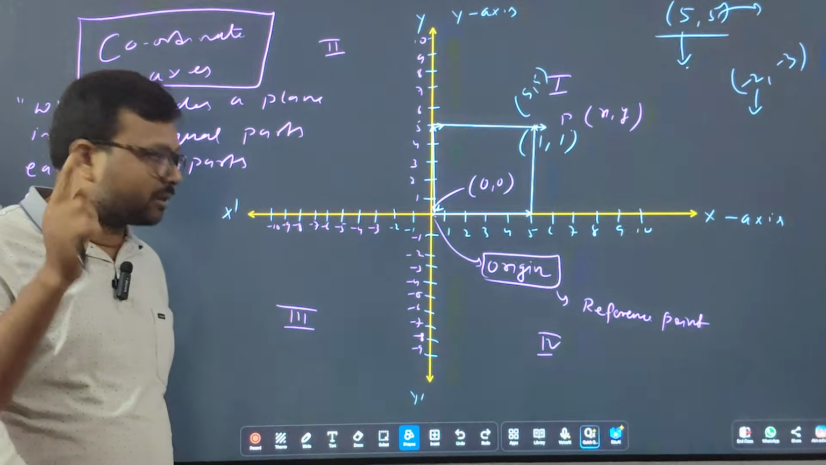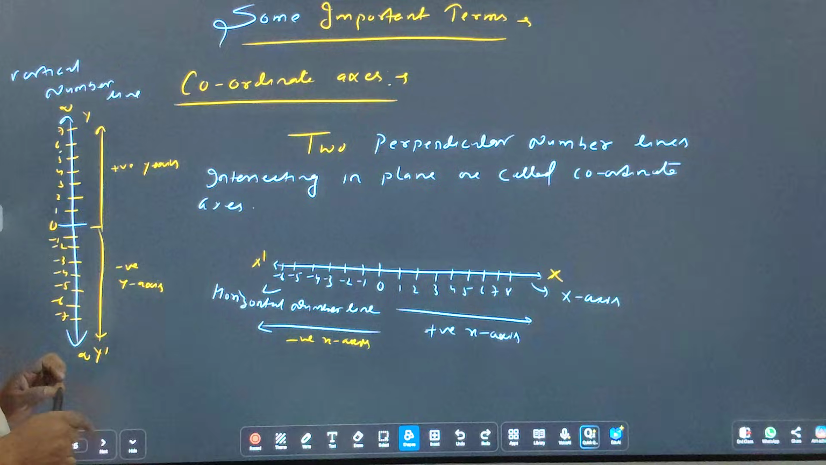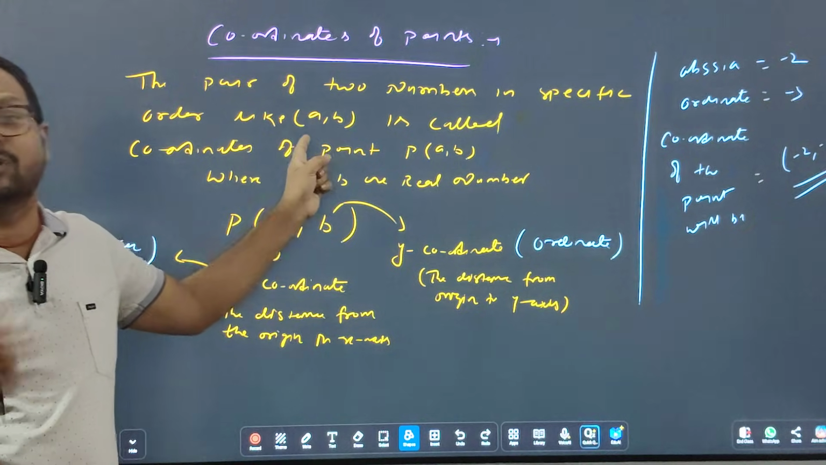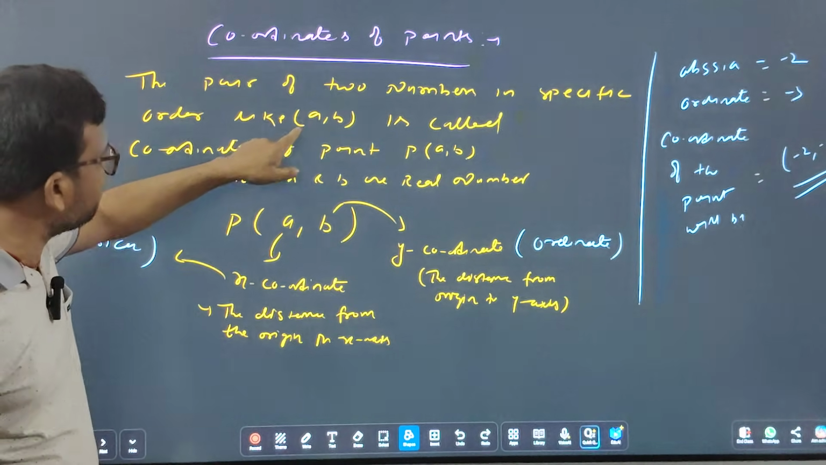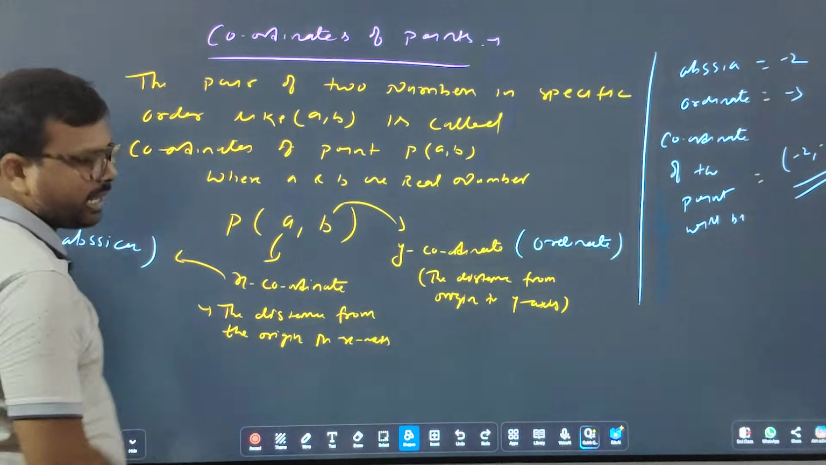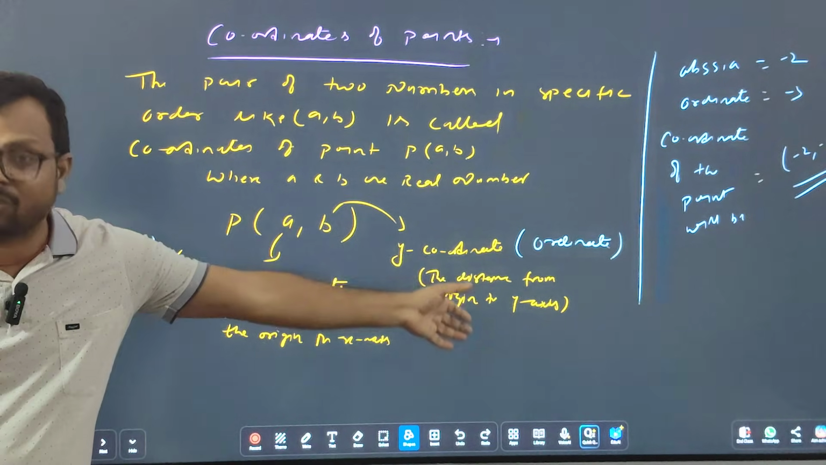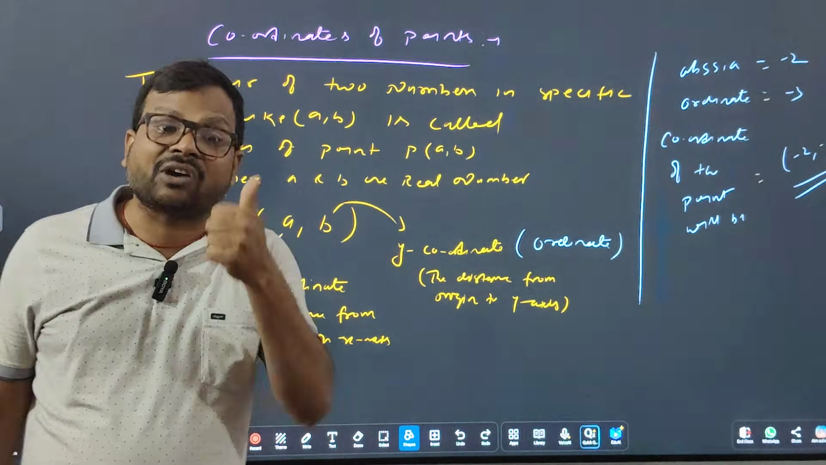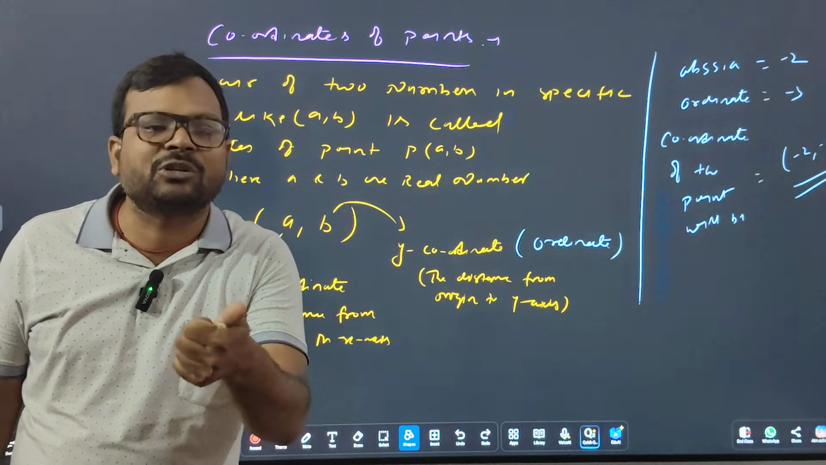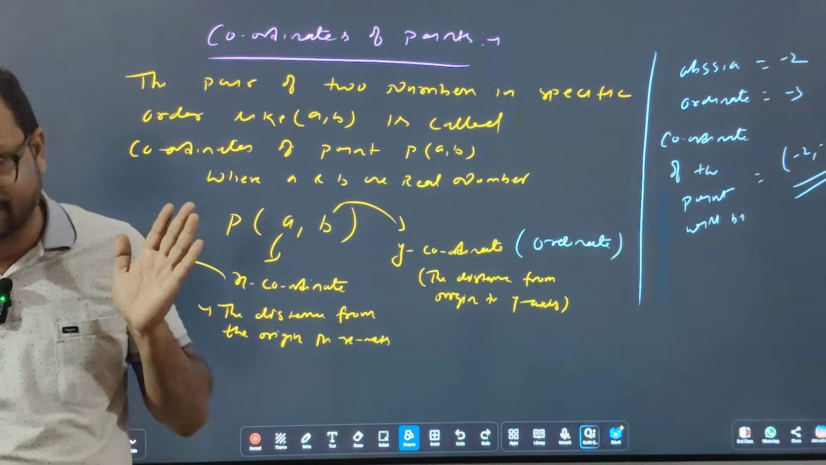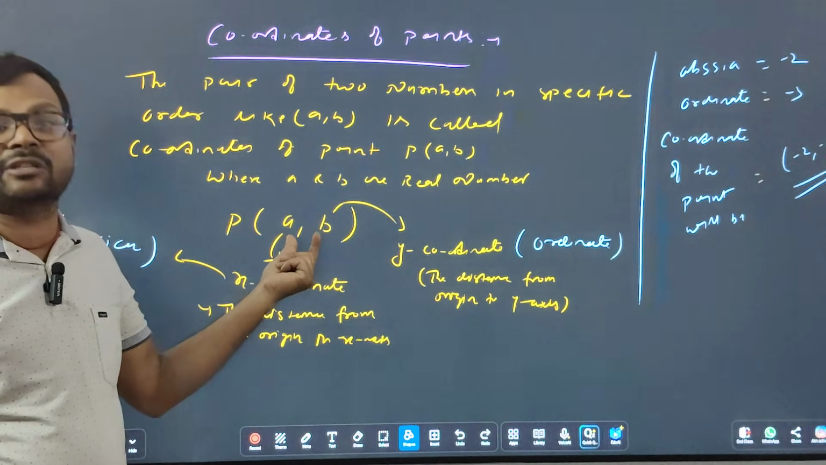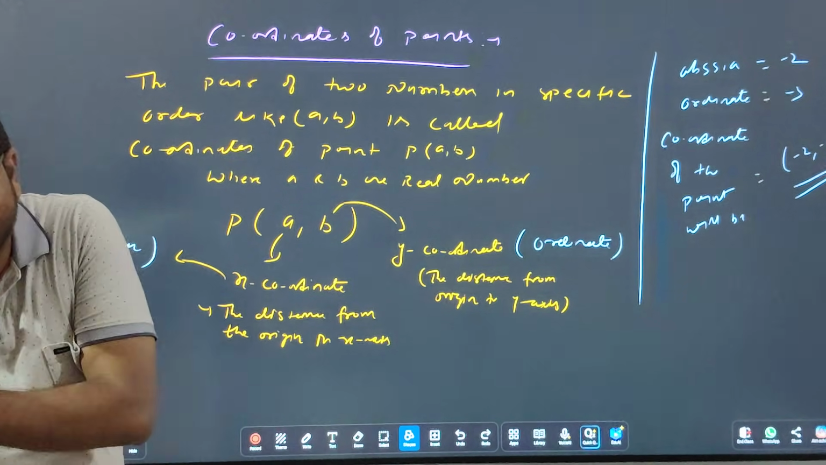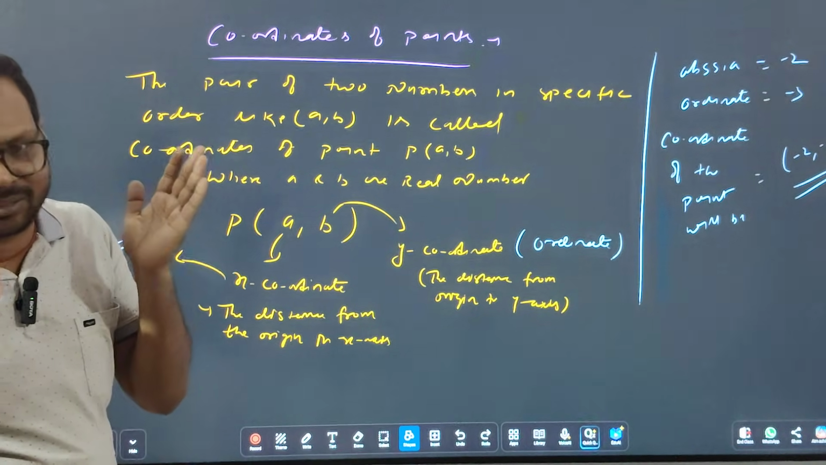I have already discussed what is coordinate. Coordinate is the pair of two numbers in a specific order, in which A is called the x coordinate, and the second is called the y coordinate. That means the first number in a point is always taken as the distance from the origin along the x-axis. A represents the distance you have to move from the origin on the x-axis. Understand?